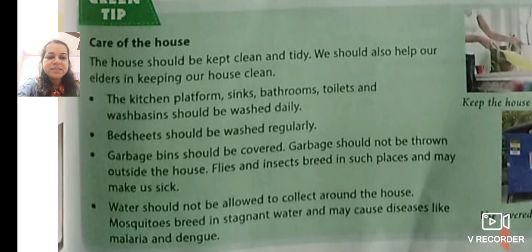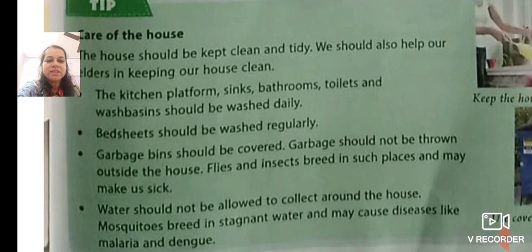Garbage bins should be covered. Garbage bins means the dustbin should be covered. If it is not covered, all the flies will come and sit on the dirt. Garbage should not be thrown outside the house, as flies and insects breed in such places and may make us sick. If flies and insects sit on that garbage, they will come inside our house, which will make us sick.